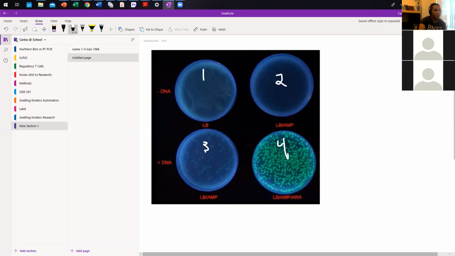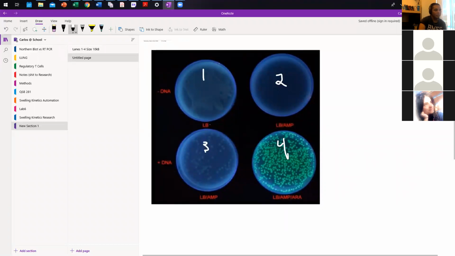And these 2 are the same, except that this one has arabinose, which gives a little bit more nutrients. It's a sugar. That's why you see a little bit more growth in plate 4 than 3. But the essential difference between these 2 is the ampicillin, which kills cells here. If there was ampicillin here, which is plate 2, it would kill all of them. This is pretty much telling you that the success rate of plasmid insertion is really low.